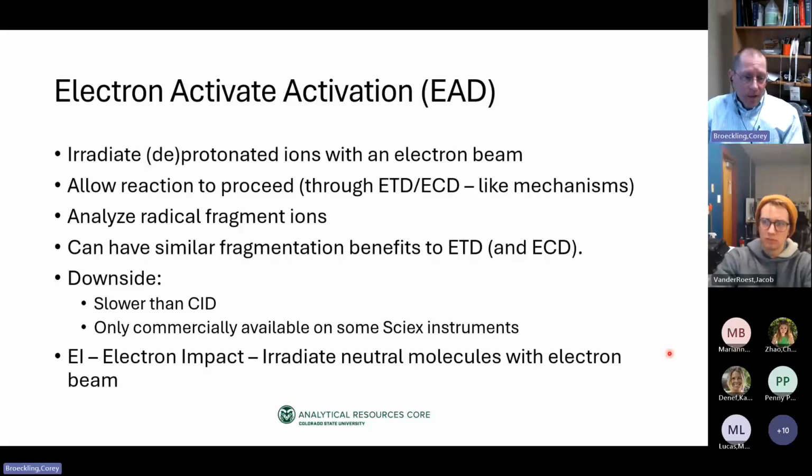And I bring this up here. So electron impact is the method that we use for gas chromatography. This is effectively the same thing as electron activated dissociation, where we're irradiating, rather than an ion in EAD, a neutral molecule with electron impact, which ionizes and causes fragmentation at the same time. So, there is actually a lot of overlap between electron impact and EAD in principle.